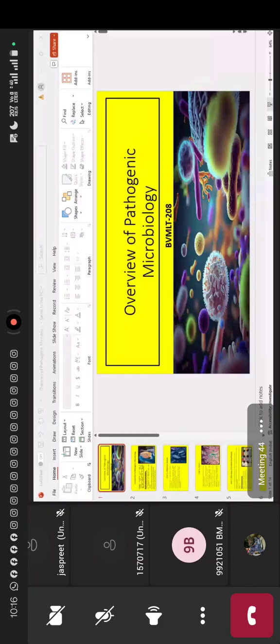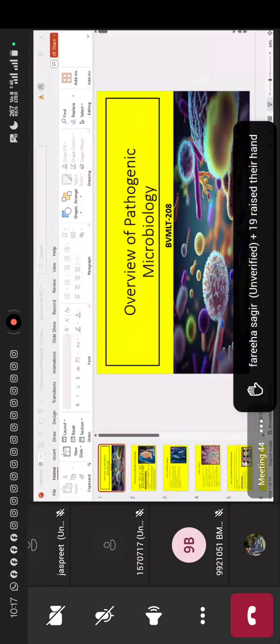So nosocomial infections are those infections which are acquired from the hospital, which were not present in the person before admission to the hospital, right? The infections which appear in the patient after admission are the nosocomial infections. So let's move toward unit 2.